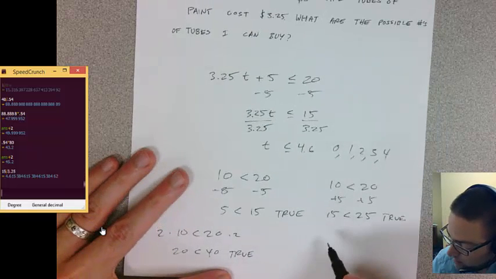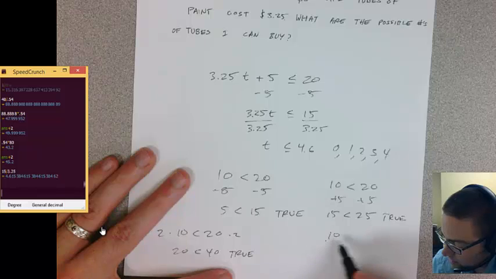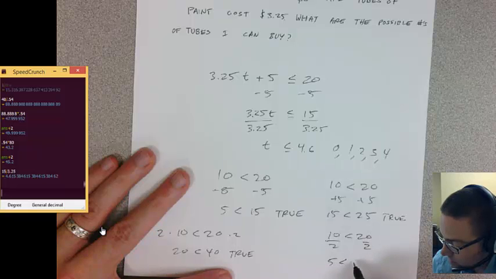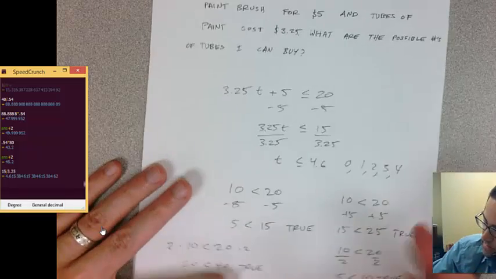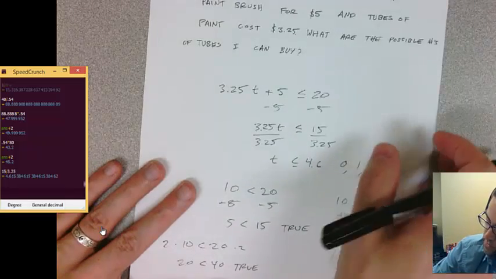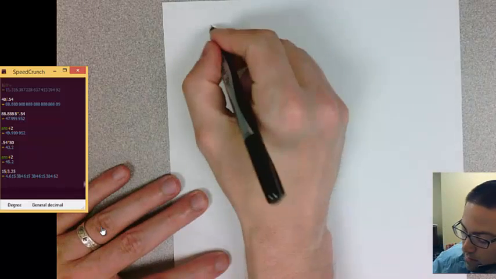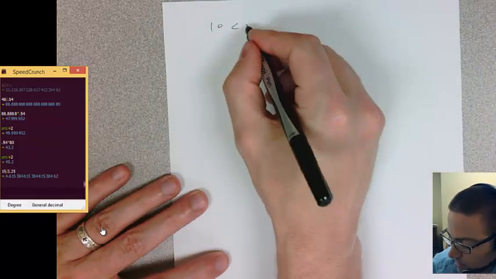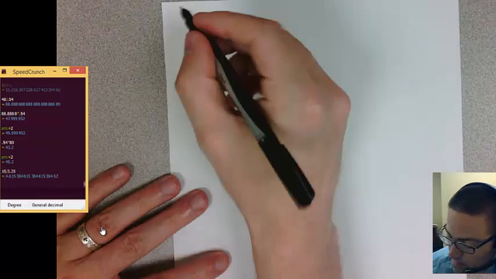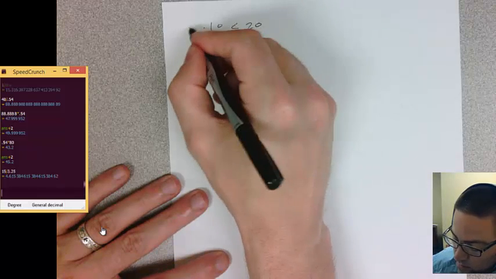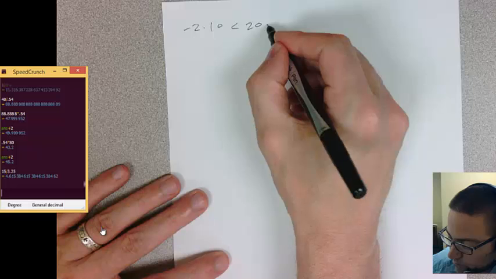What about divide? So 10 is less than 20, if I divided both sides by 2, I get 5 is less than 10. Yeah, that's still true. It looks like so far everything's staying true. All of our properties are holding. But what happens with negative numbers when I multiply? So let's multiply this times, I don't know, -2.